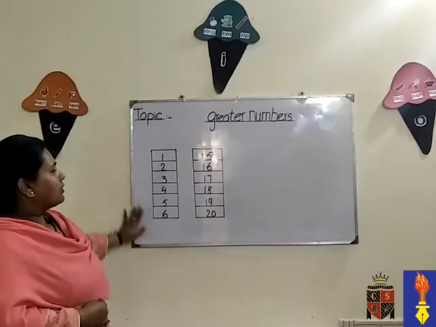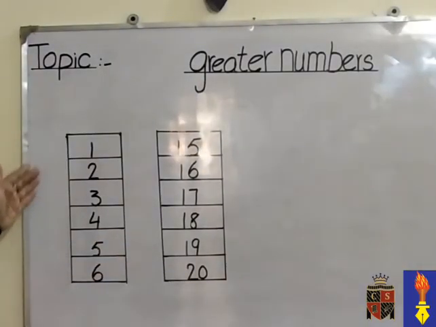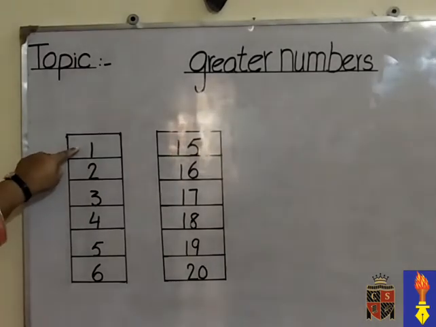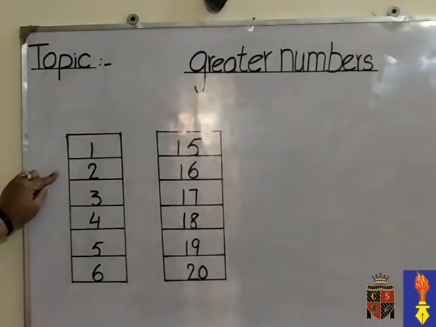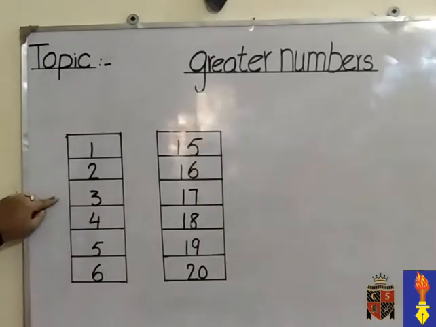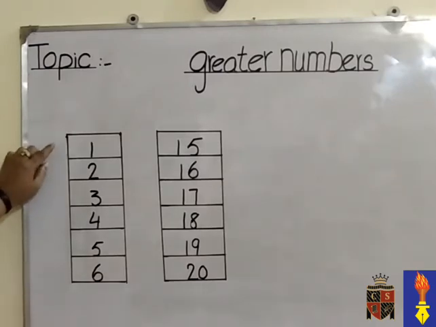Here I write some numbers. As you can see on the board, I write some numbers. Which number is this? Number 1. Number 2. 3, 4, 5, 6. So I write numbers 1 to 6. How can we know the greater numbers? The number that comes after is called the greater number.